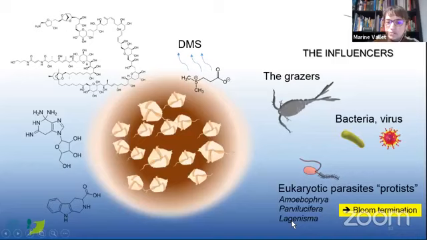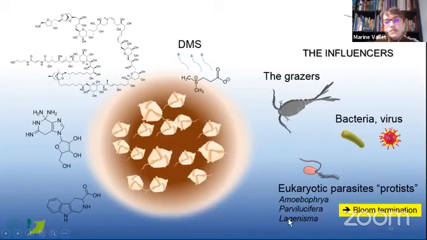And I've just presented parasites. So these are eukaryotic cells. We will put them in the group of protists, even if protist is not actually a taxonomic clade. It's a group of everything that is not bacteria or virus or grazer, let's say. And they contribute to bloom termination, partly. Okay, and I put the name of some of the organisms we're working with.